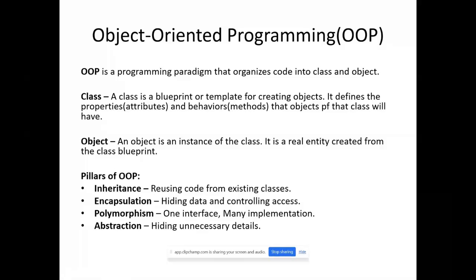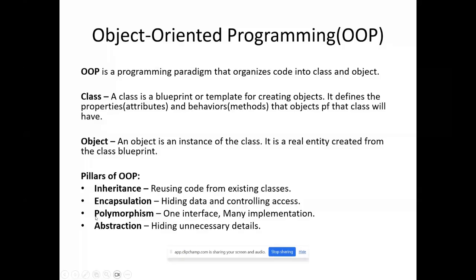And the next pillar of OOPS is encapsulation. Here, we are hiding the data and controlling the access. Using encapsulation, we can control the access of variables and methods of a class. If you want to restrict some classes, if other classes shouldn't use its properties, then we can hide the properties, just for security purposes.